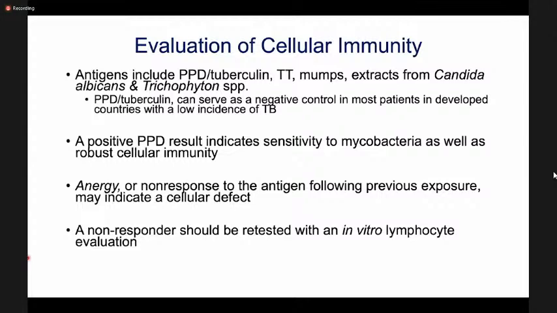Okay, in areas where they don't have endemicity of TB, they can use tetanus toxoid, mumps, Candida albicans extracts, and so forth, and then they use the tuberculin as a negative control. So a positive test tells you there's previous exposure, one, and there's good cellular immunity, okay? If there's no response, you either think about allergy or a cellular defect.